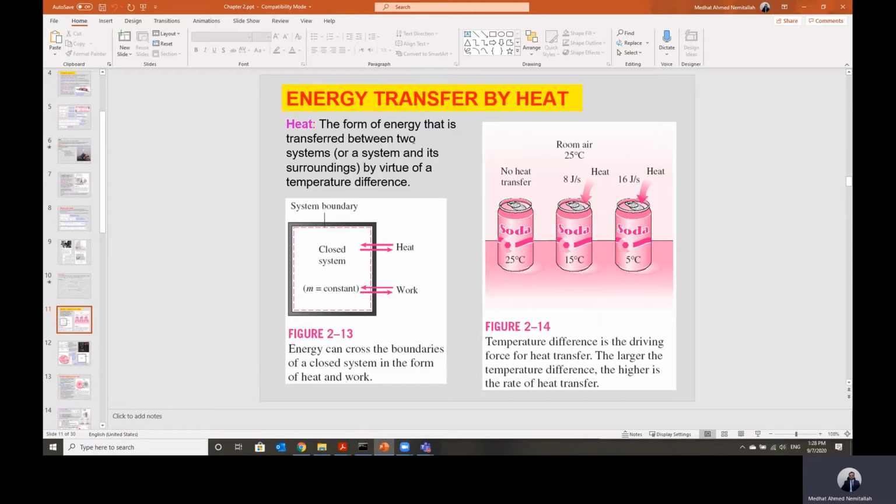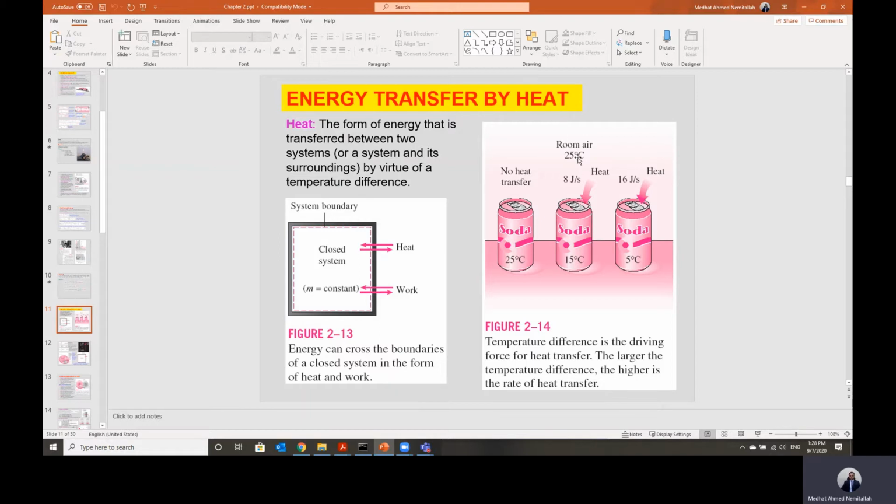We said that we can have energy transfer by heat whenever we have a temperature difference between two systems, like this soda inside the room at 25 degrees C. If the soda is at 25, then we don't have a temperature difference, so the heat transfer will be 0.